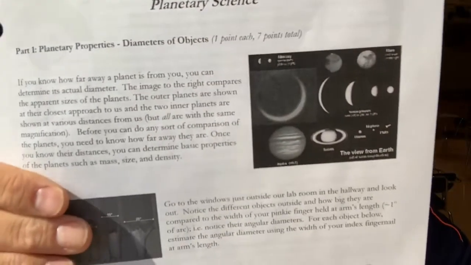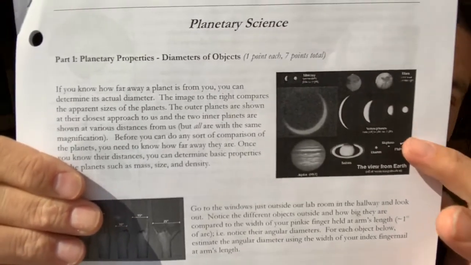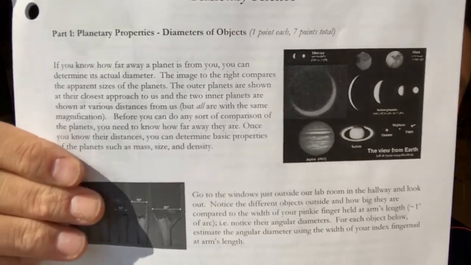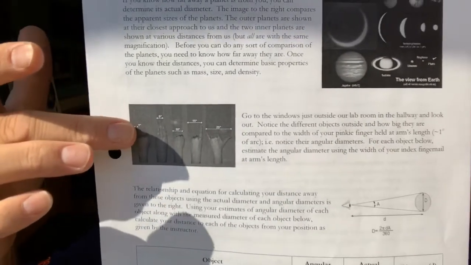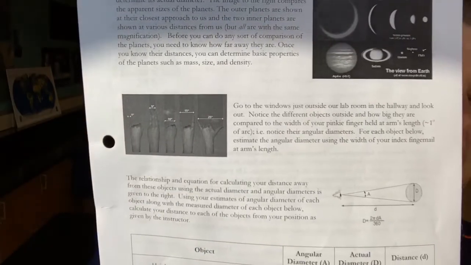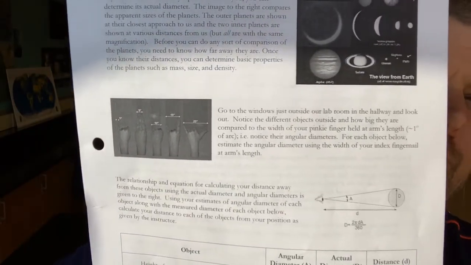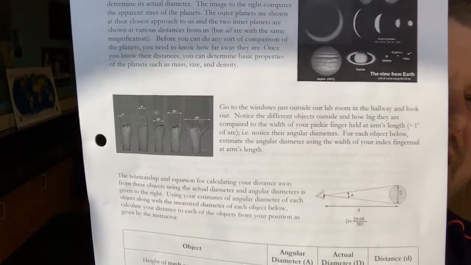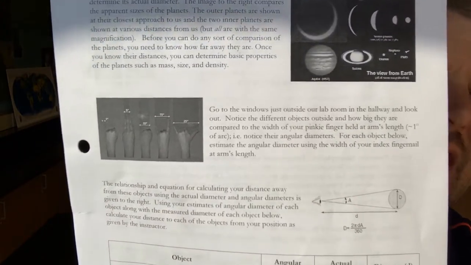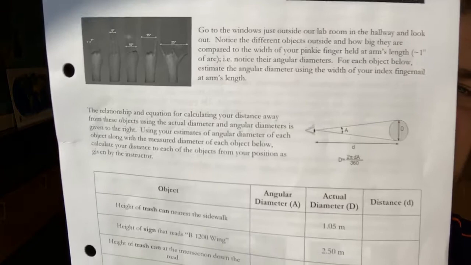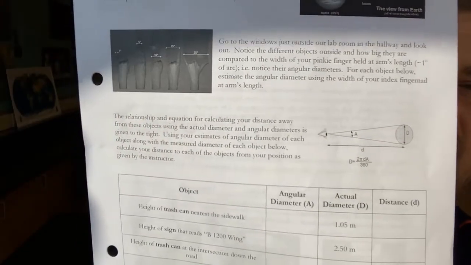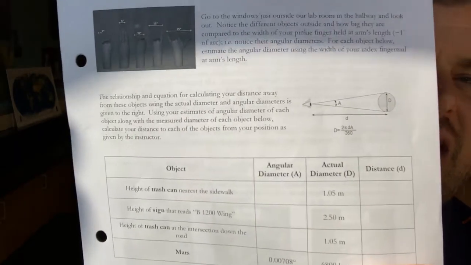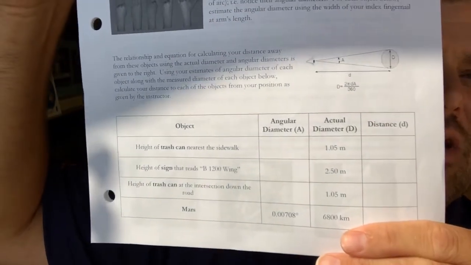So your lab today, part 1 with the diameter of objects, goes through and describes all that. I encourage you to read this about how the diameters of the different planets look from the same magnification. Also, we're going to look at using your hands in order to tell how big something is in the sky. Your hand extended at arm's length can give different angular diameter measures. And then we have the actual mathematical equation that we're going to be working with there, the relationship, and the information below. So let me show you how this works.